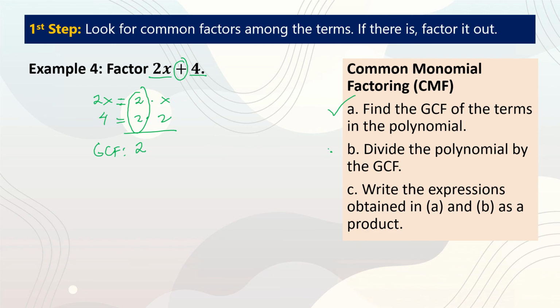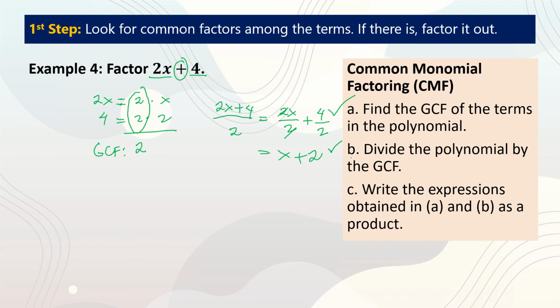Divide the polynomial by the GCF. So that means we're about to divide 2x plus 4, the given, by the GCF 2. Based on your grade 7 lesson, when you divide a polynomial by a monomial, because the GCF is just a monomial, you divide each term: 2x divided by 2, plus 4 divided by 2 as well. So 2x divided by 2 will be cancelled out, so x is what remains. Plus 4 divided by 2 is 2.